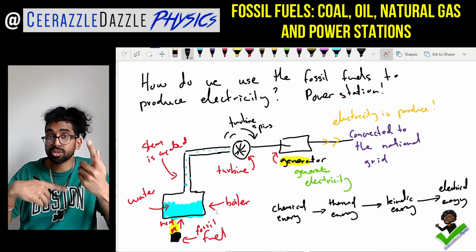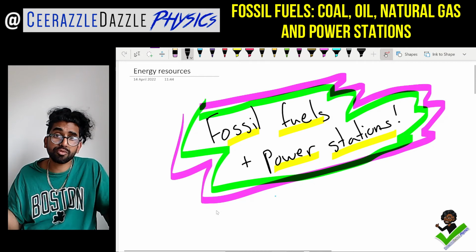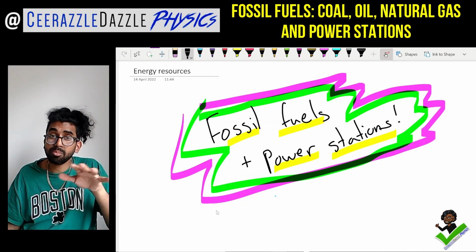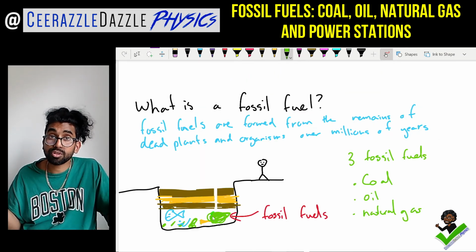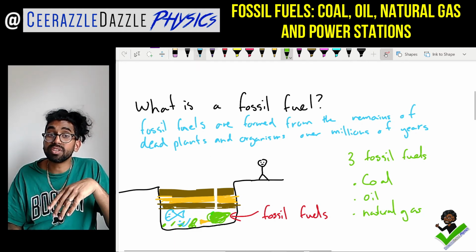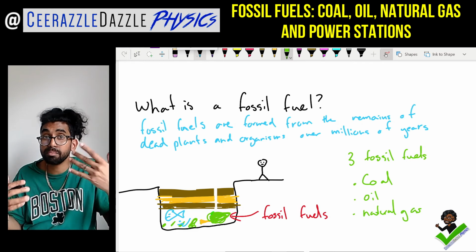Okay, so we're done for another session. Let's have a recap right from the top. So today's title is going to be fossil fuels and power stations, guys. And then we talked about the following. So what is a fossil fuel, guys? I talked about how a fossil fuel is made. It is made from the remnants of dead plants and organisms over millions and millions of years.